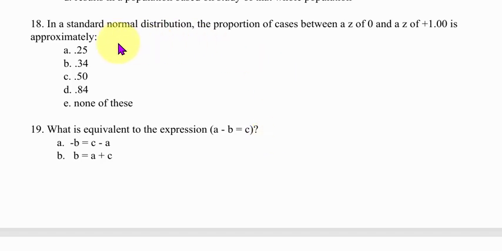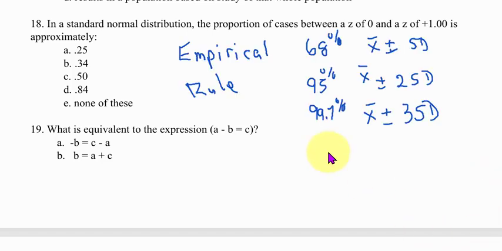Okay, number 18. In a standard normal distribution, the proportion of cases between Z of 0 and Z of +1 is approximately. This is the empirical rule. So again, in a normal data set, the empirical rule states that roughly 2/3 or 68% of your data should fall between the mean plus or minus 1 standard deviation. 95% of your data should be between the mean plus or minus 2 standard deviations, and most of your data, 99.7%, should fall between the mean plus or minus 3 standard deviations. So we are looking at 1 standard deviation here.